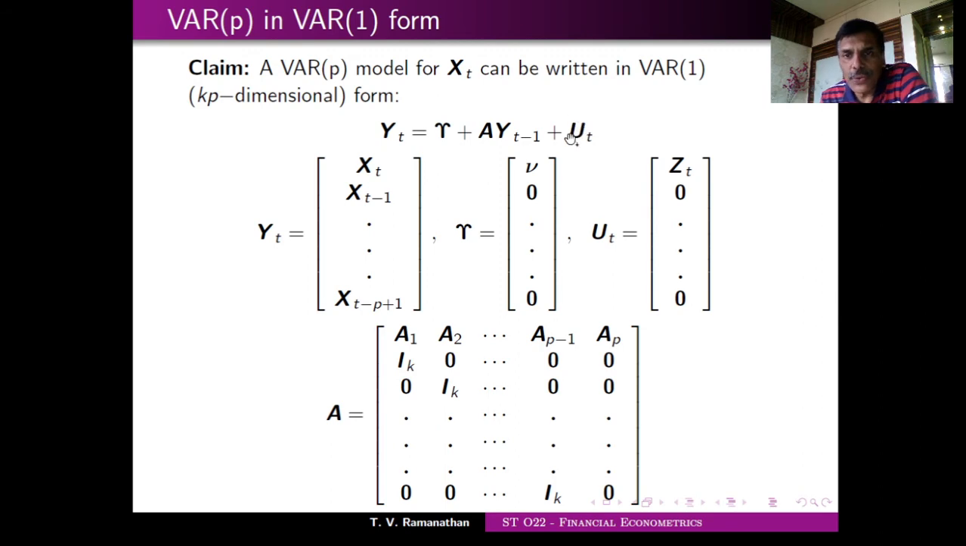And then I will have a u_t here, where this u_t is (z_t, 0, 0, 0, 0). Okay, so this will be again of dimension kp by 1. And this matrix A, we are going to write it as A1, A2, ..., A_{p-1}, A_p. That is my first row. Okay, and then the second row, we will write it as I_k, 0, etc., 0, 0.